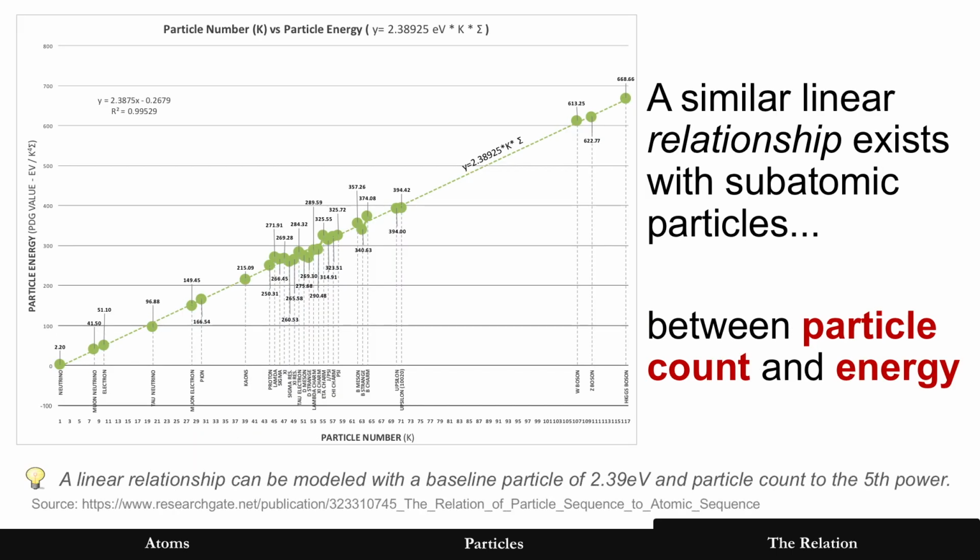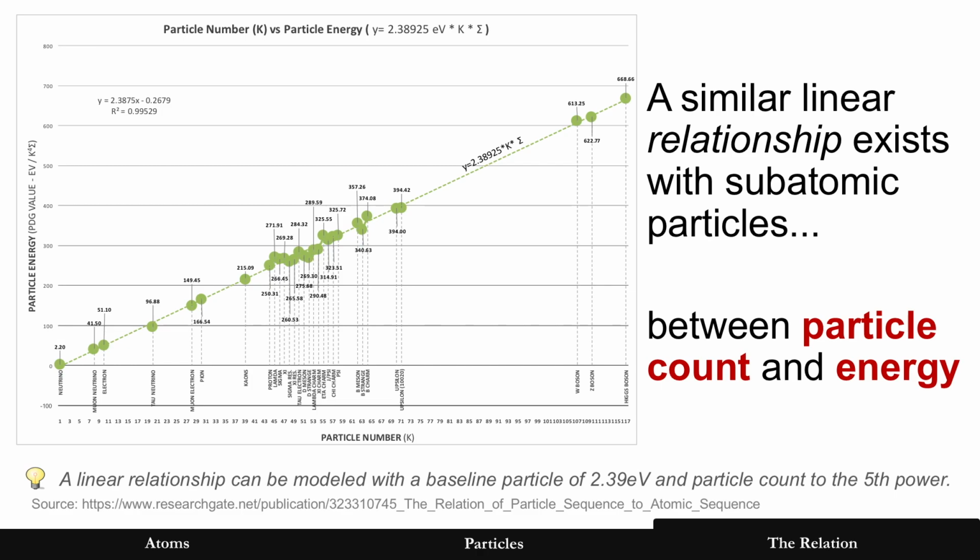So here, this very interesting thing now, where a similar linear relationship exists with subatomic particles between particle count, the equivalent of proton count, and energy, the equivalent of atomic mass. And here again, we see a unique trend that's a linear relationship, but this time around it's not as obvious. It's not linear naturally. You need to take the particle count to the 5th power, and you need to determine a baseline particle. The details are published in a paper. You can find the URL below.